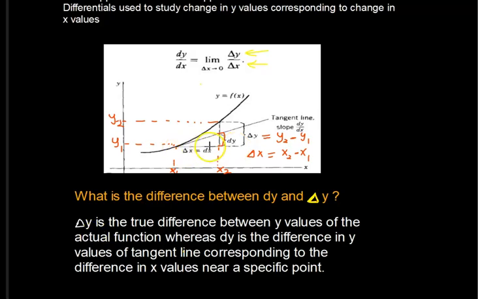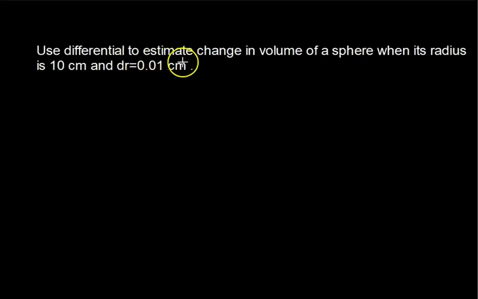So when this difference in x values is made small, we make it smaller and smaller, and when it is very small, then this difference in y values, delta y, is nearly equal to dy, and dy over dx can be represented as the limit of delta y over delta x as delta x approaches 0. That means when this difference in x values is very small, then delta y behaves like dy. Let us understand this concept more.